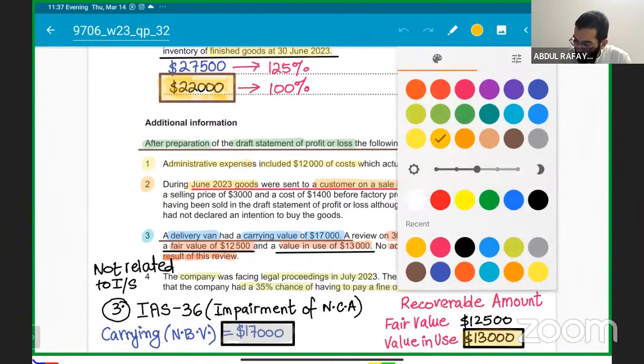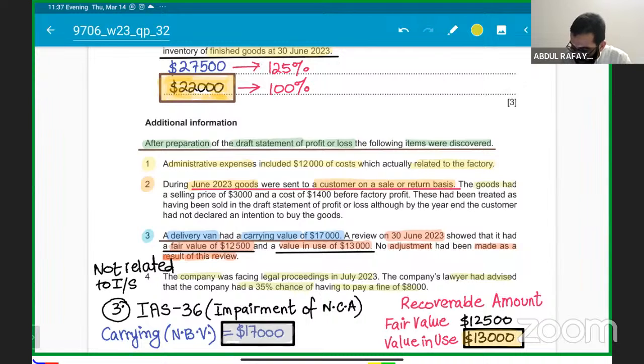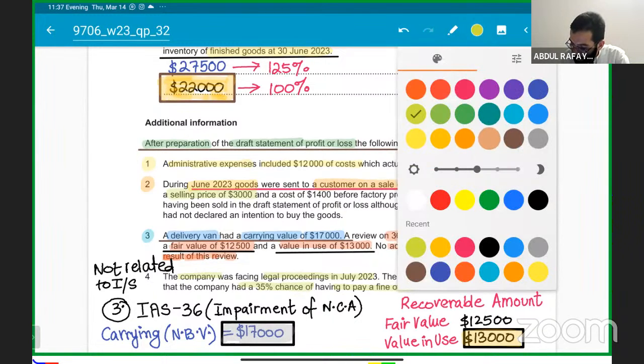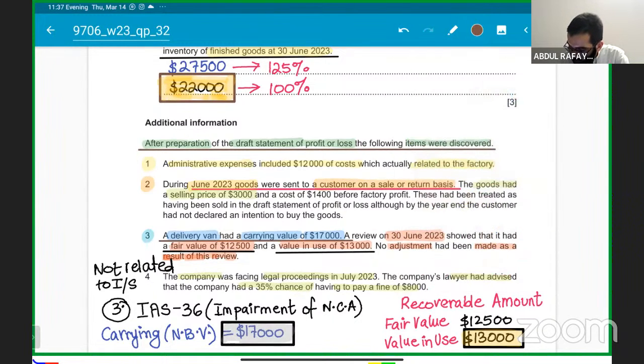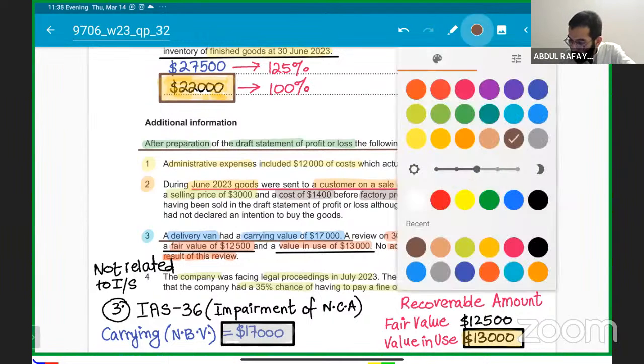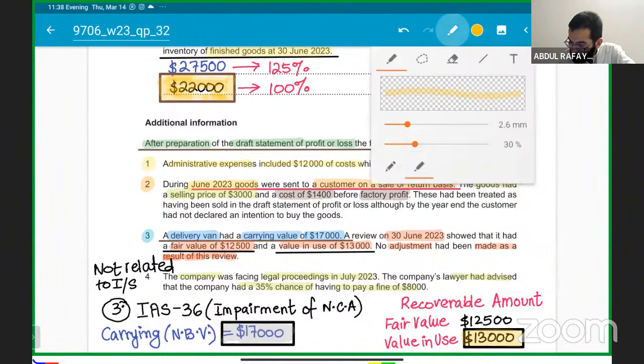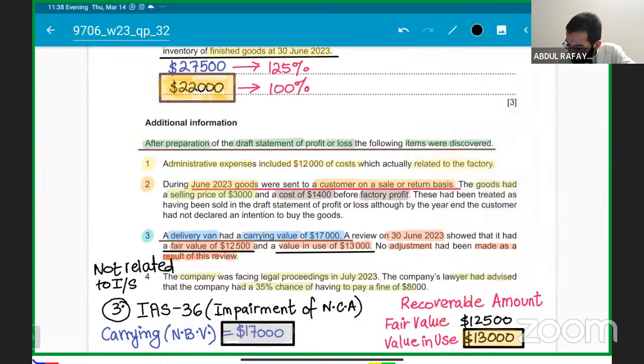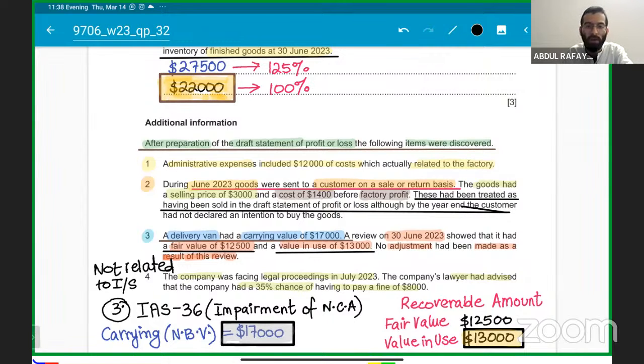Follow carefully the next understanding. The goods had a selling price of $3,000, and a cost of 1,400. So the cost was 1,400 and the selling price was 3,000 before factory profit, and these had been treated as having been sold in the draft statement of profit and loss.